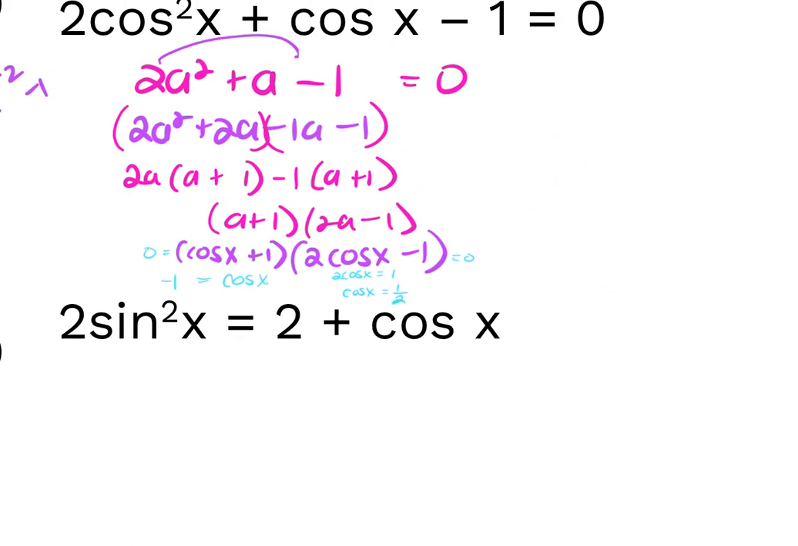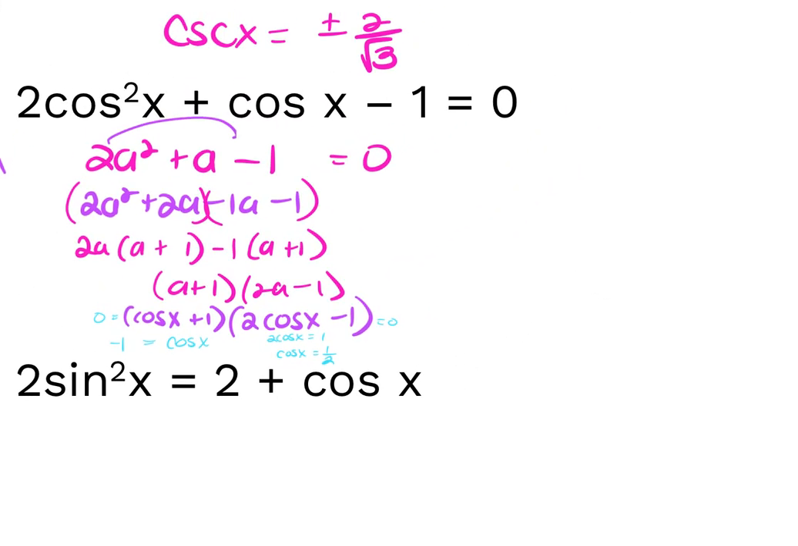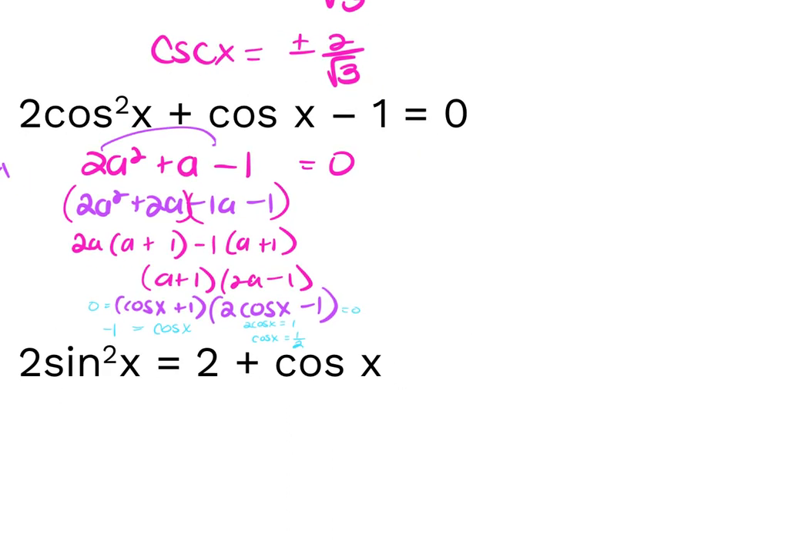If I go to my unit circle, where's the x negative 1? Pi. Where is the cosine, or the x, positive 1 half? Good. Pi over 3 and 5 pi over 3. First and fourth quadrant. So we don't put the 2n pi in?